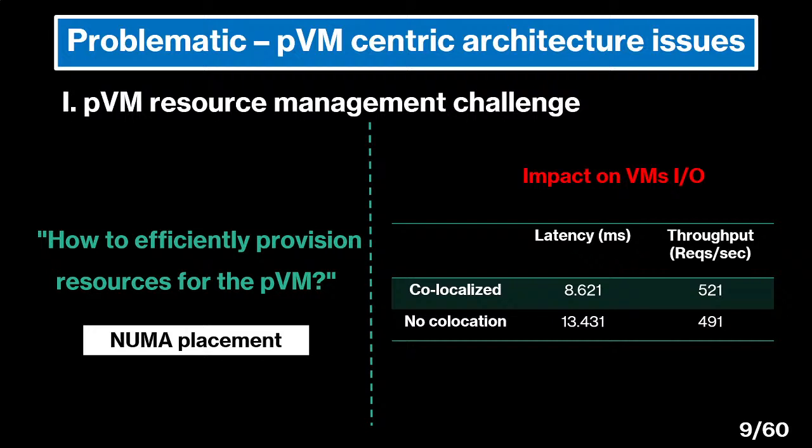To show the impact, we ran an IO application inside the virtual machine in two situations: one where the resources of the privileged virtual machine are collocated with those of our target VM, collocated meaning here on the same NUMA node, and another situation where the resources are not collocated. We can see that we have a better, so lower, latency, and a better, so higher, throughput when the resources of the privileged virtual machine are collocated with those of the virtual machine.